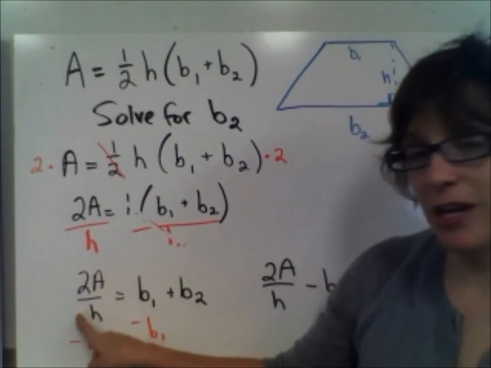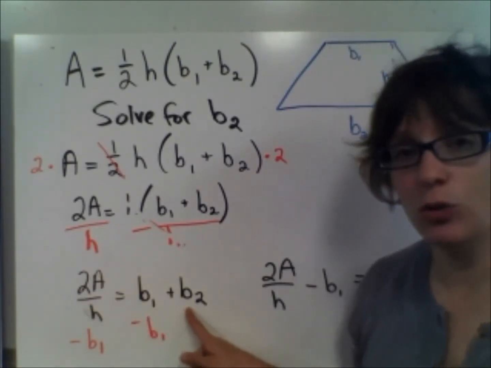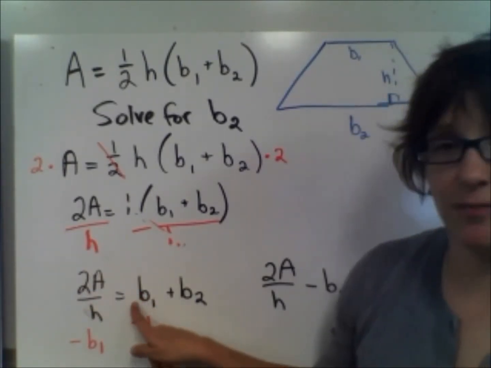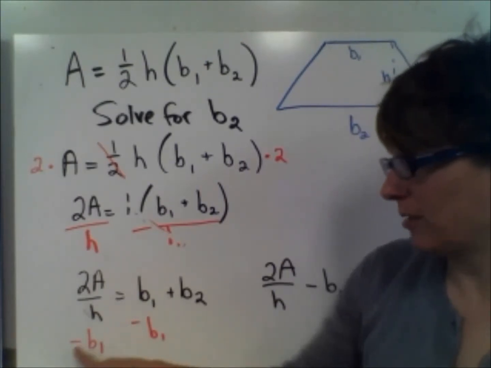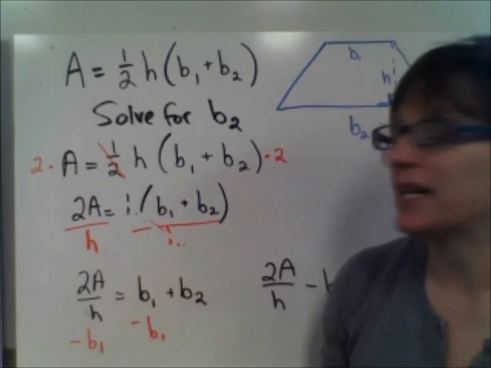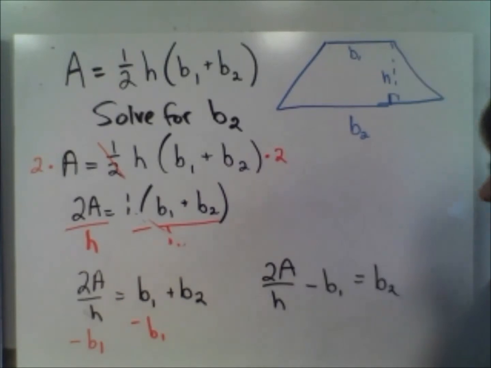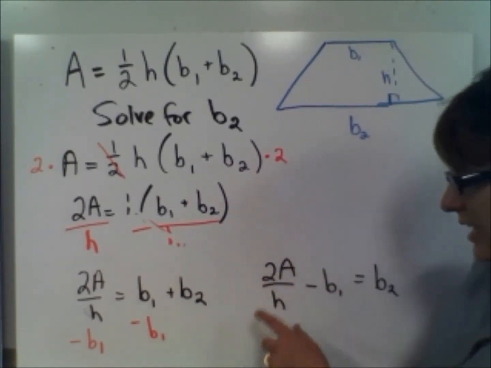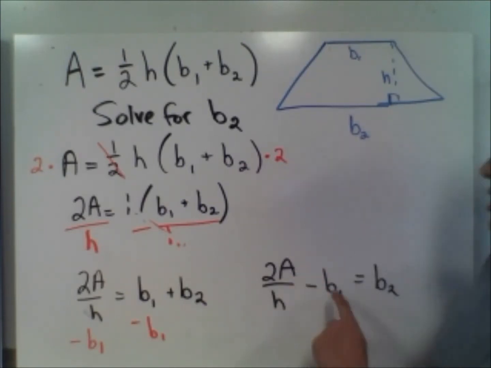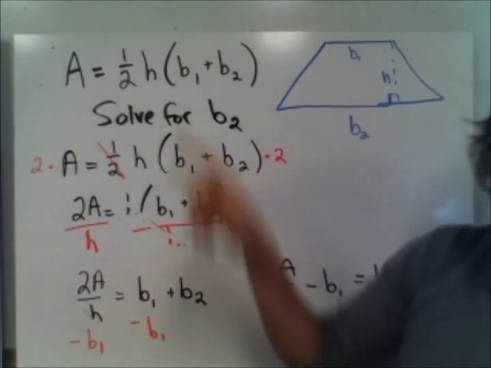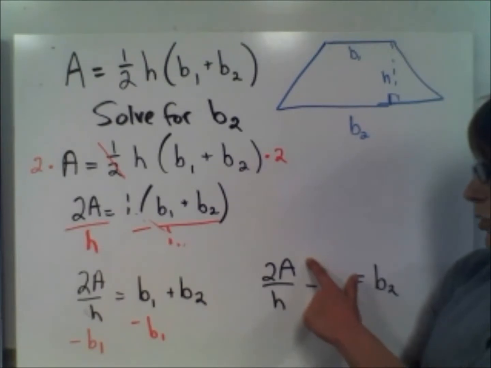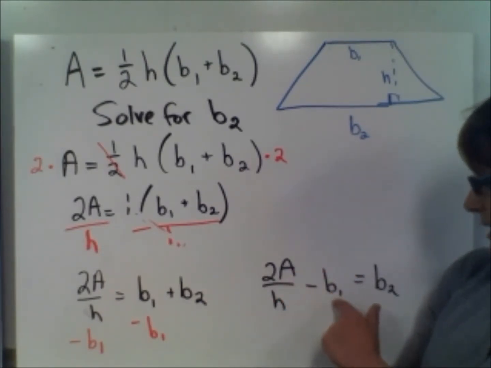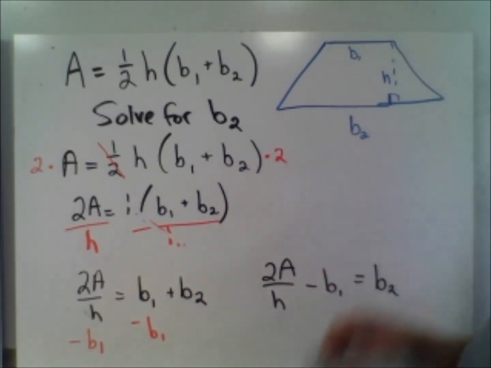Now I have 2a divided by h equals b1 plus b2. Well, how do I get rid of a positive b1? I subtract b1 from both sides. But again, they're not like terms. My final answer has not been shrunk to anything. It still has all of the original variables from the first problem. 2a divided by h minus b sub 1 equals b sub 2.